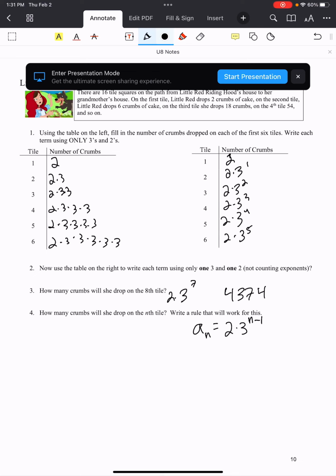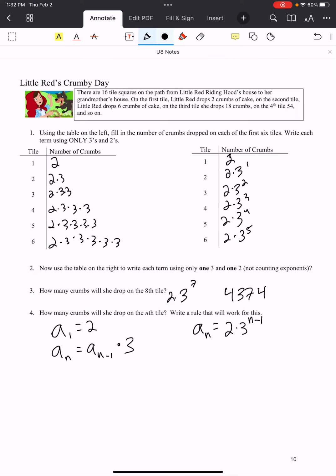Now for the practice, let's review last time. We would have written A1 is 2 and A sub n is A sub n minus 1 times 3, right? But here's why the explicit formula is more useful: to get the 30th tile, I don't have to do the first 29. I can jump straight to the 30th tile. Does that make sense? Okay.